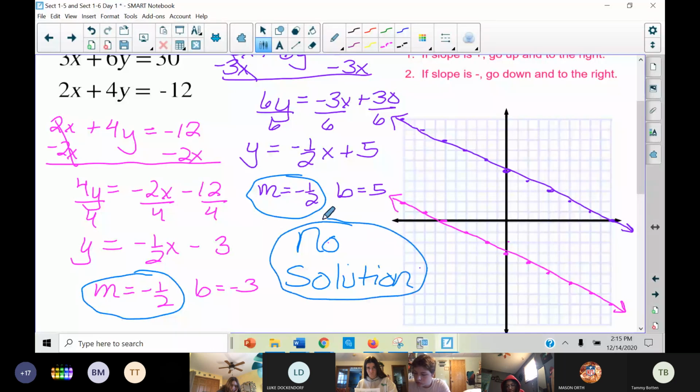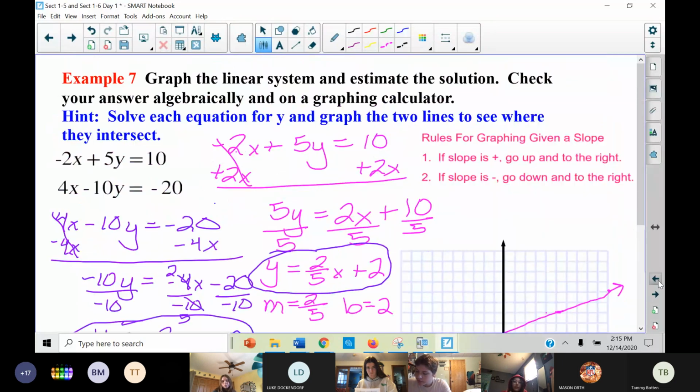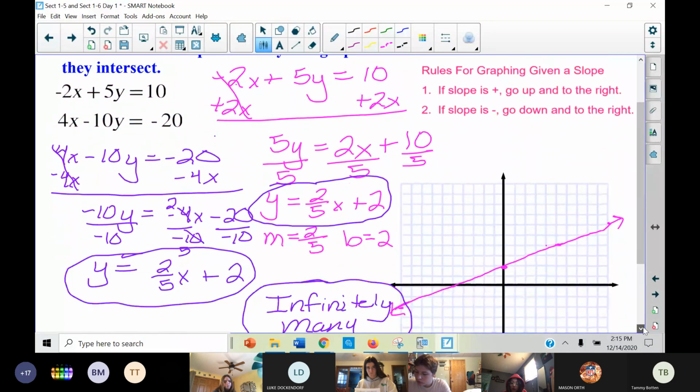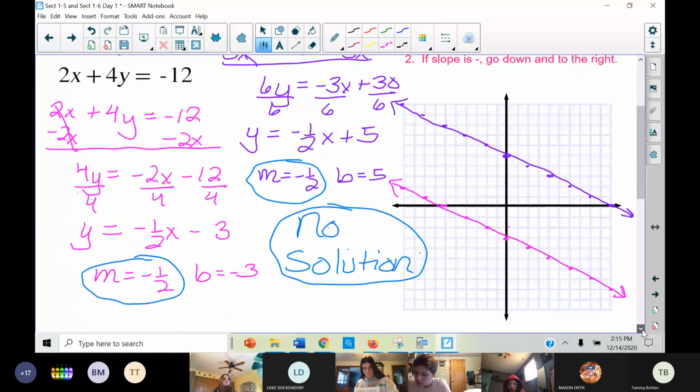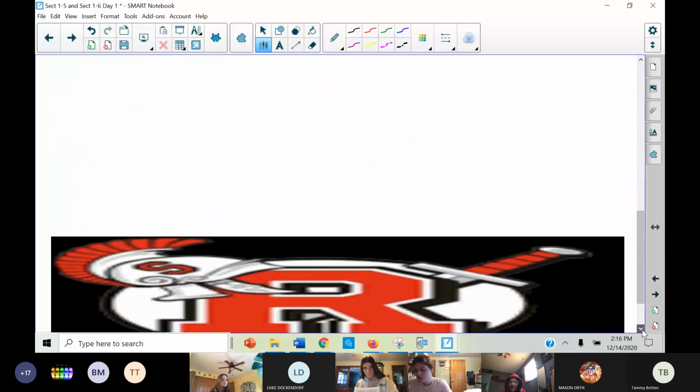So you can have one solution, which you can find most of the time on your graph because they're going to intersect at a point on the graph. You can have no solution when they're parallel, or they can be the same exact line, and then it's infinitely many solutions. Okay, so your assignment to do for tomorrow is this.